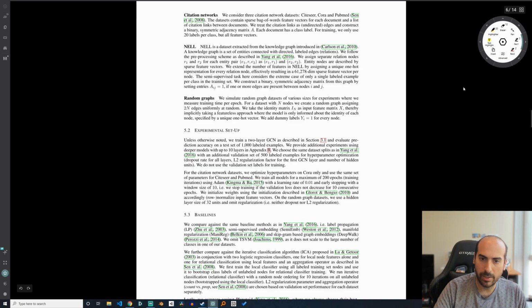So they used a two-layer GCN, and they cite: we optimize the hyperparameters on Cora and use the same set of parameters for Citeseer and PubMed. We trained all models for a maximum of 200 epochs, training iterations, using Adam with a learning rate and early stopping with a window size of 10. And we stop training if the validation loss does not decrease for 10 consecutive epochs.